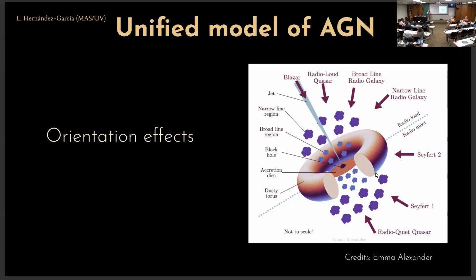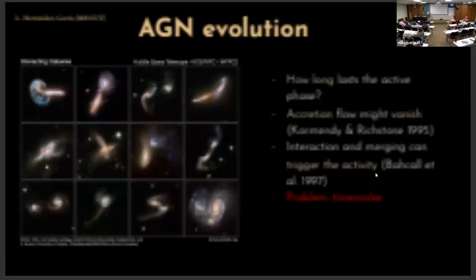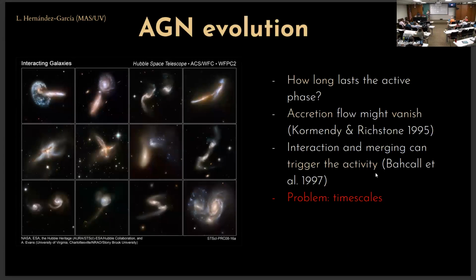But then we know that there are some issues with the unified model. And one of the reasons might be related to the fact that AGN evolve with time. And we don't exactly know how long the active phase lasts. And it can happen that the accretion at one point can vanish, and then something can happen in a galaxy, such as interaction or merging, that can trigger the nuclear activity.